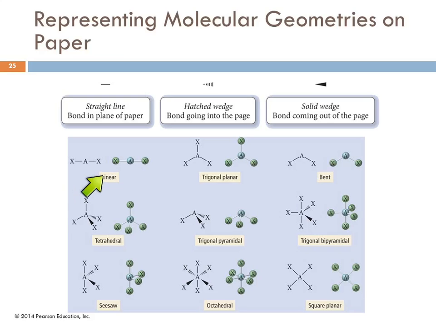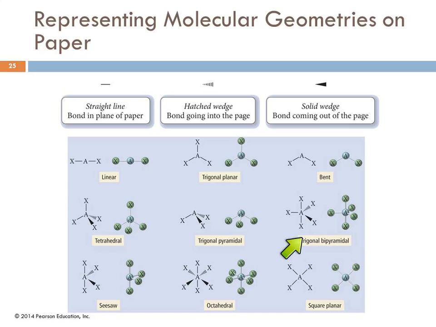So linear ones are easy to draw. Trigonal planar, bent, square planar, those are all easy to draw because they're two-dimensional. Tetrahedral, the way we typically draw this is we'll put two of the atoms bonded to the central atom in the plane of the paper, and then this one with the hatched wedge is going behind, and the one with the solid wedge is coming out in front. Here, the trigonal pyramid, we draw that just like the tetrahedral, but we just take that top guy off.